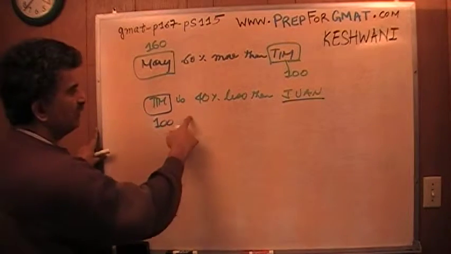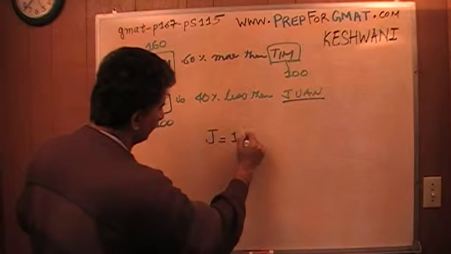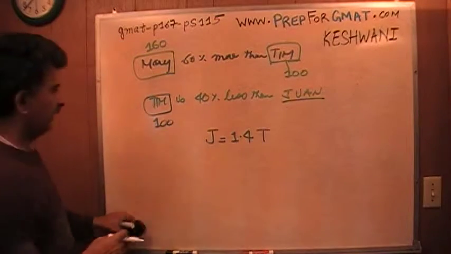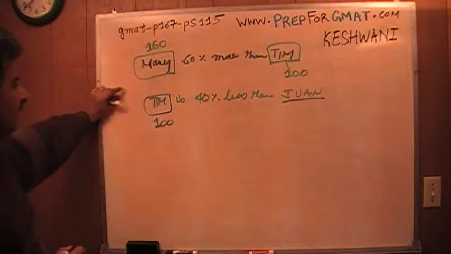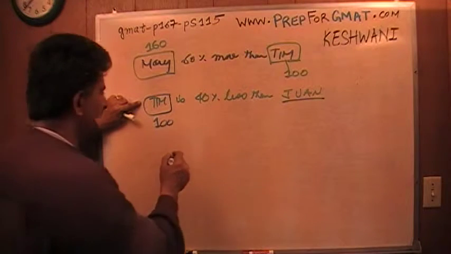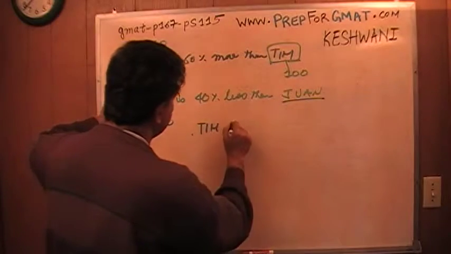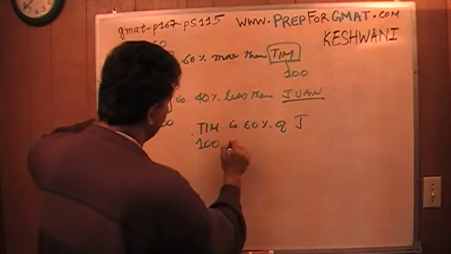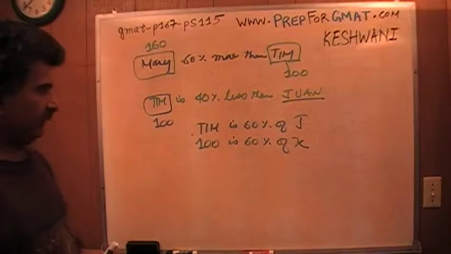Well, if Tim is 40% less than Juan, that tells me then Juan must have 140% of Tim. Or let me rewrite it a different way. If Tim is 40% less than Juan, then Tim's income must be 60% of Juan. So the question is, Tim is 60% of Juan. So the 100 is 60% of what? Which is basically what we're asking here.